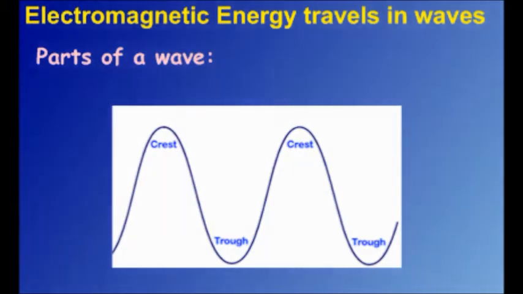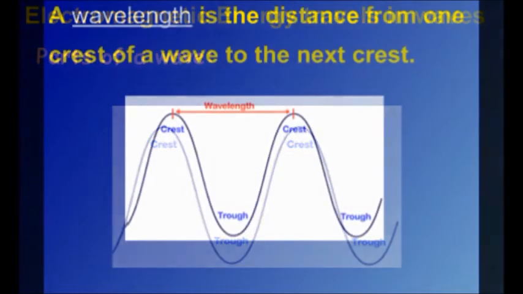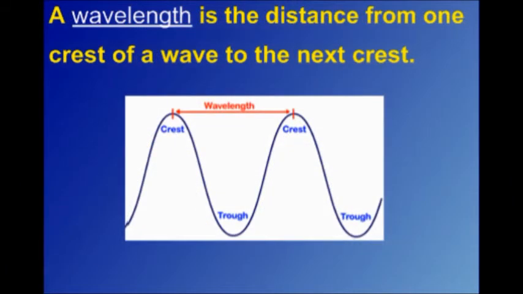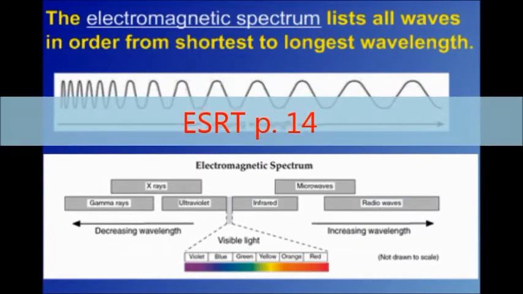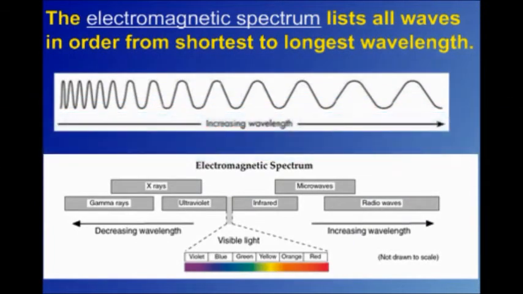Electromagnetic energy travels in waves. These are the parts of a wave. The crest is the top and the trough is the bottom. A wavelength is the distance between one crest and another. The electromagnetic spectrum lists all of the waves in order from shortest to longest.